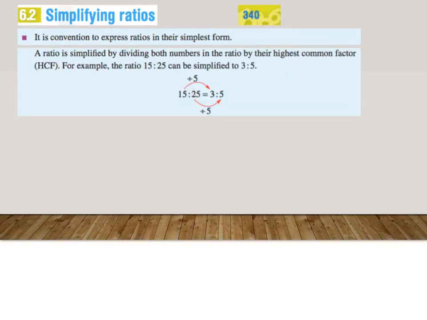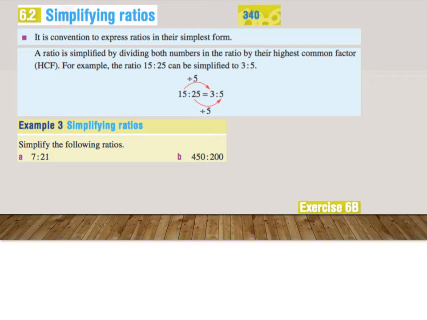Now a ratio is simplified by dividing both numbers in the ratio by the highest common factor, as we have done in fractions. For example, the ratio of 15 to 25 can be simplified to 3 to 5. We will be looking now at some examples of how to do this, and I would rather have you doing it underneath each other, like the current example.